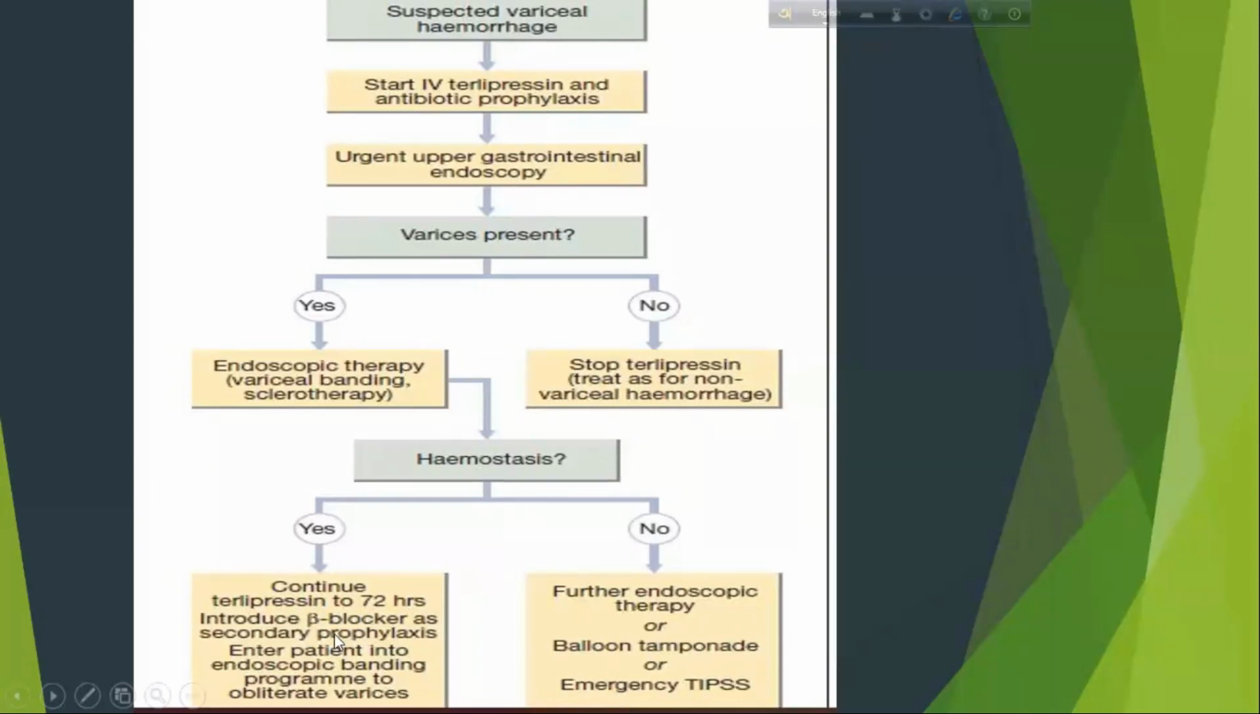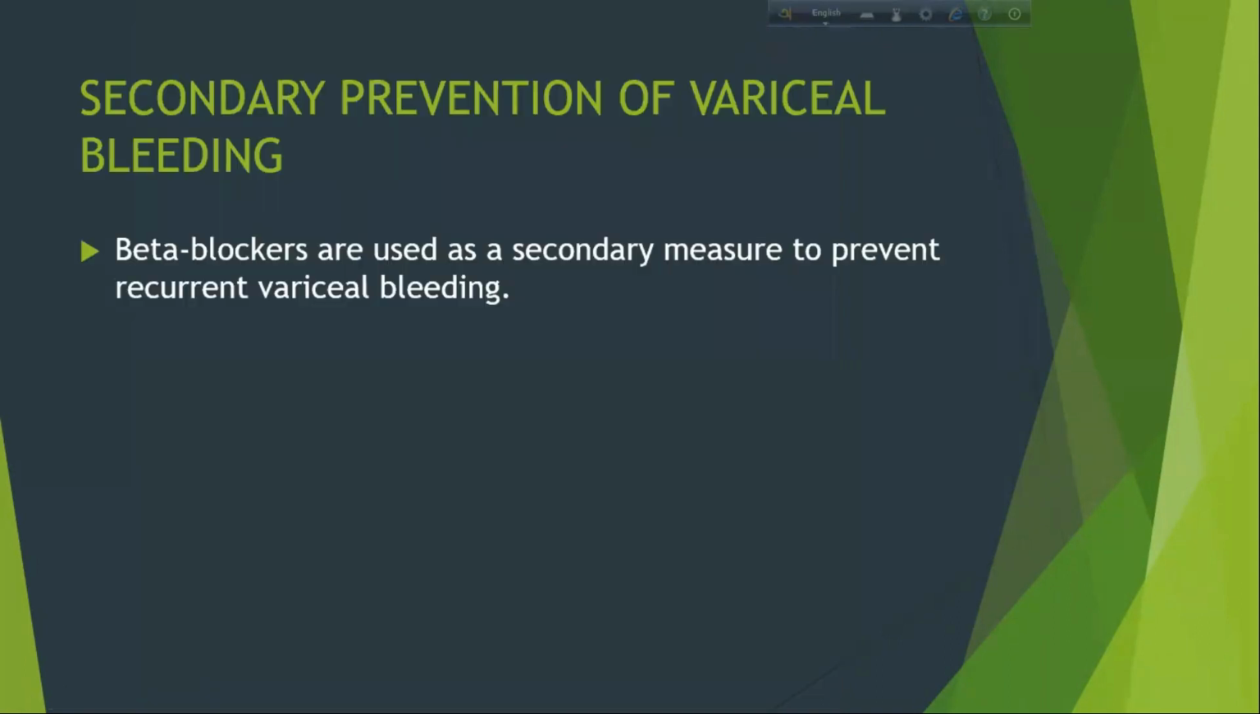Enter the patient into an endoscopic banding program to obliterate varices. If there is no hemostasis, then further endoscopic therapy or balloon tamponade or emergency TIPS. And if no varices are present, then stop terlipressin and treat as for non-variceal hemorrhage. Secondary prevention of variceal bleeding: beta blockers are used as a secondary measure to prevent recurrent variceal bleeding.